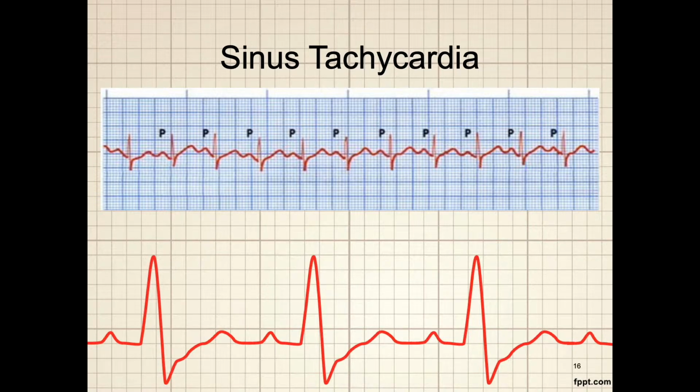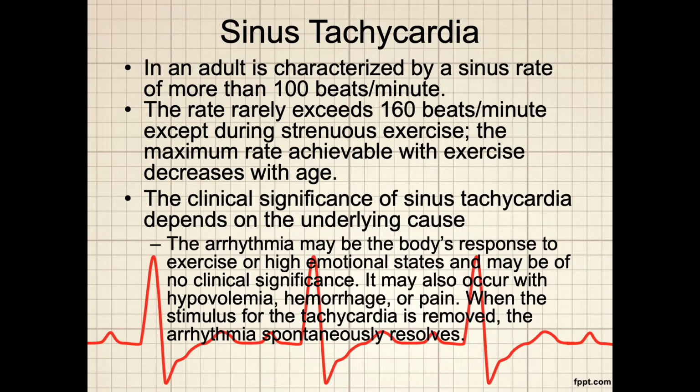A different type of sinus dysrhythmia is known as sinus tachycardia. In sinus tachycardia, the heart rate is greater than 100 beats per minute, but essentially the pattern is the same. The rate of sinus tachycardia very rarely exceeds 160 beats per minute, except maybe with very strenuous exercise. The maximum possible rate achievable with exercise continues to decrease with age.